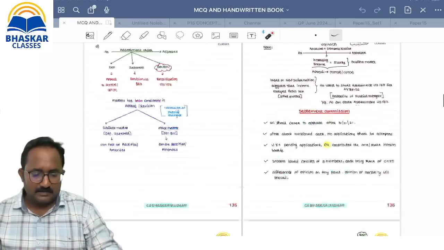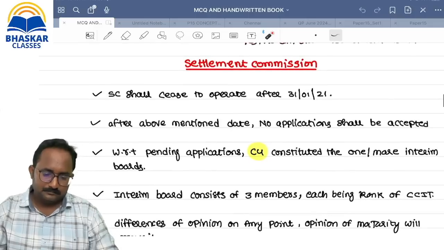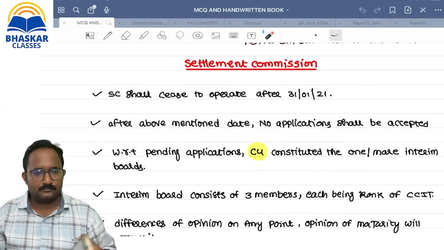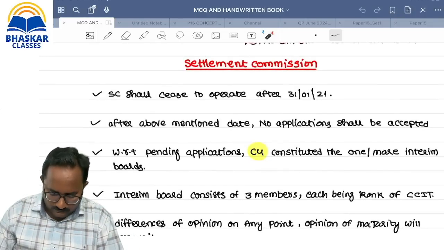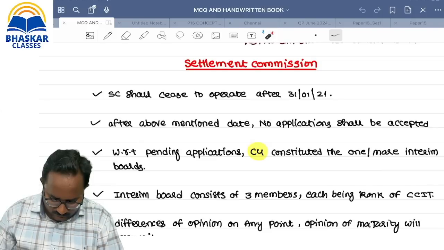Yes, settlement commission, now you can complete it directly. Please open the settlement commission, the last page, I think 136. Yes.